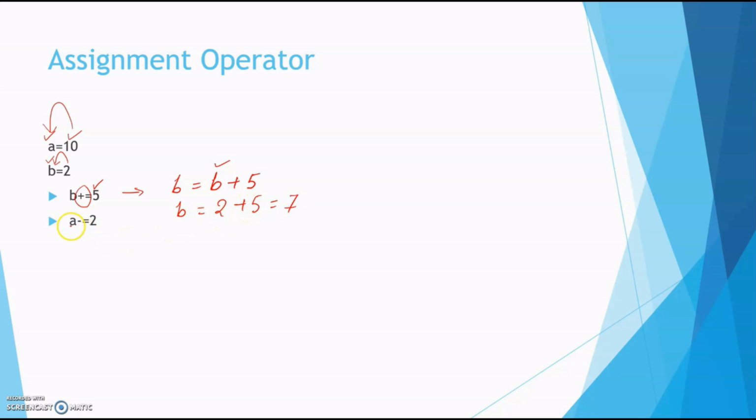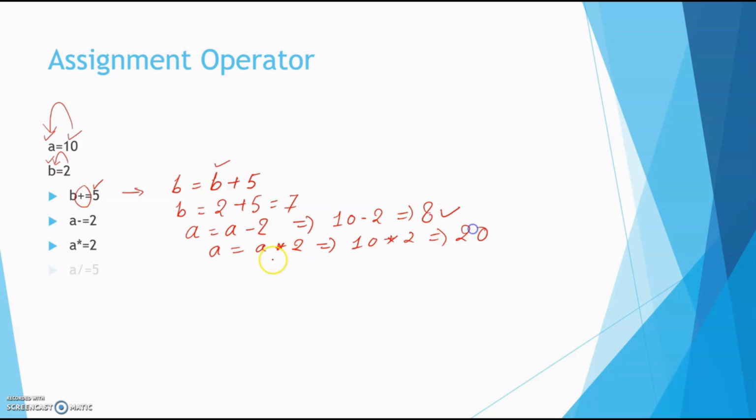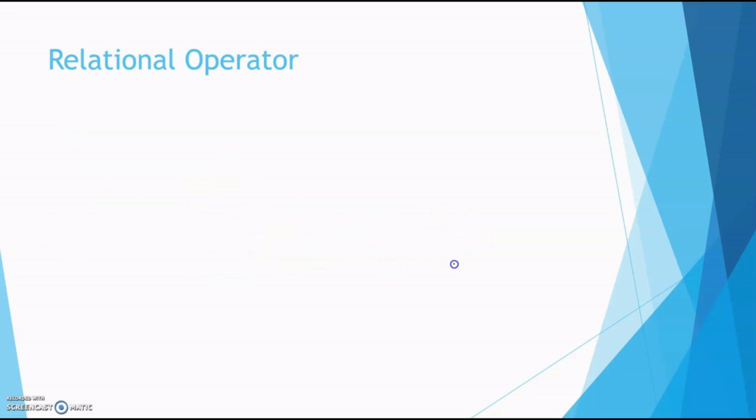Now next, if we talk about a minus equal, it means a is equal to a minus 2. The value of a is 10 and the value you have to subtract is 2, so the result will be 8. If we talk about a multiply equal 2, it means a is equal to a into 2. You know very well the value of a is 10, multiplied by 2, that is 20. Similarly, a is equal to a divided by 5. What is the value of a? That is 10 divided by 5, that is 2.